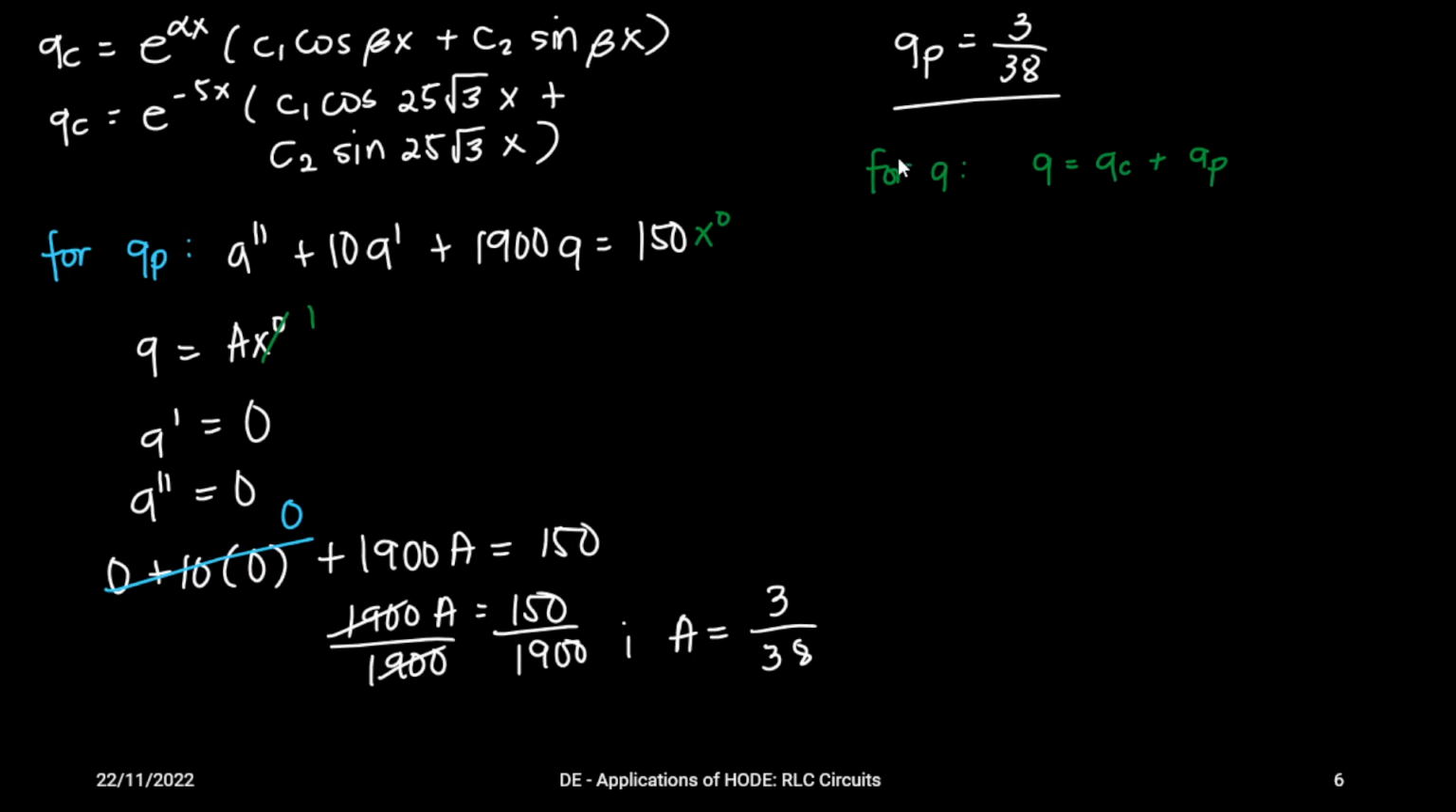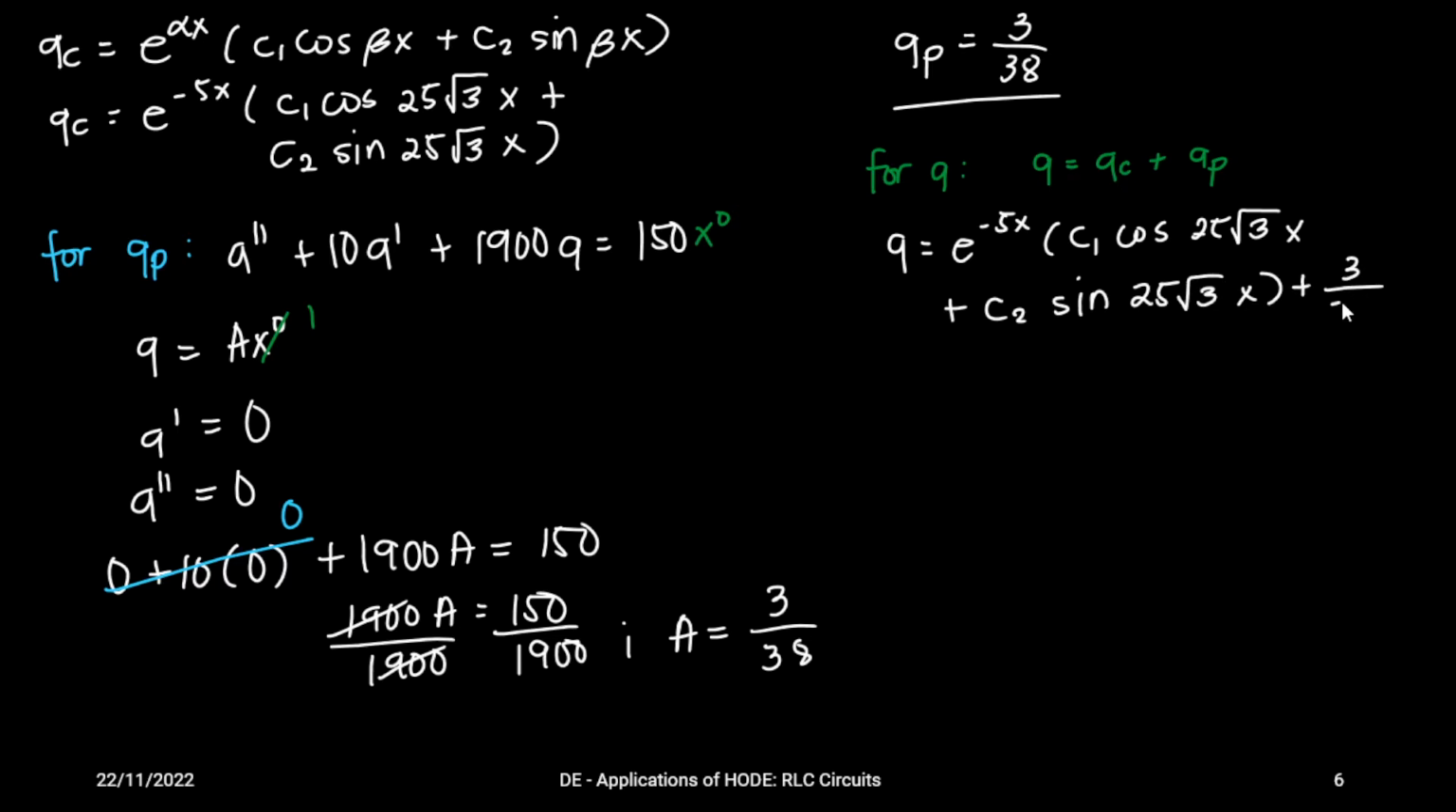Substituting the values of Q sub C and Q sub P, Q is equivalent to e raised to negative 5x times C1 cosine of 25 square root of 3x plus C sub 2 sine of 25 square root of 3x plus 3 over 38. Now, this is the general solution. But this is not the answer that we are looking for. Ano hinahanap natin? Yung particular solution.